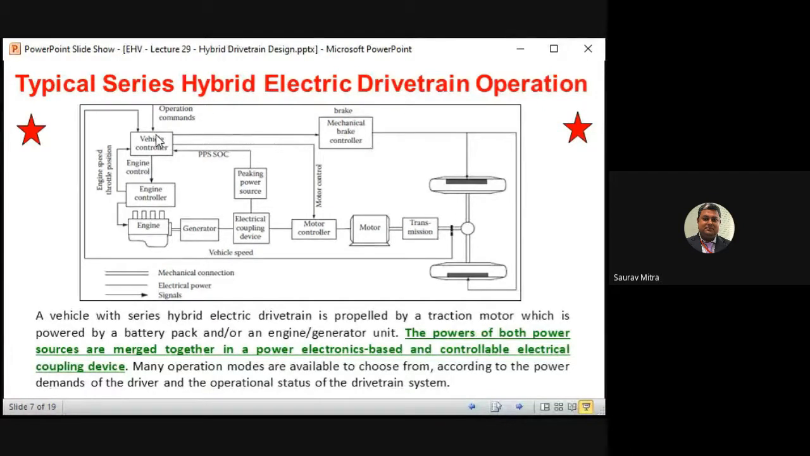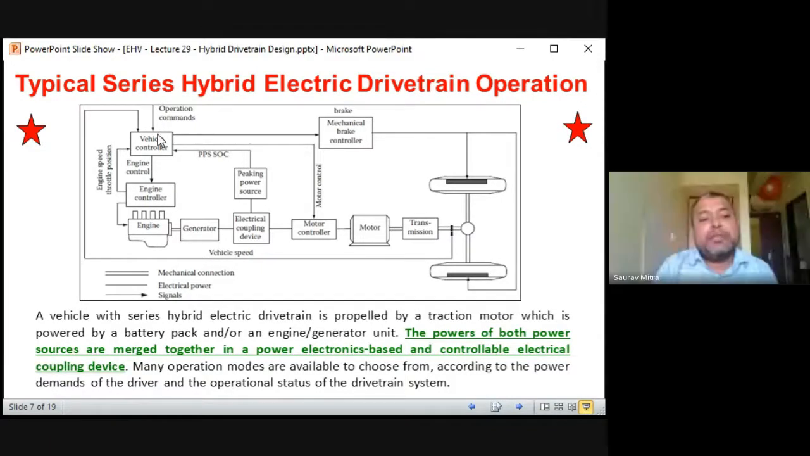Now this vehicle controller is also asked for more power. Suppose the operation command comes for acceleration. The vehicle controller understands that acceleration is high, then it will give the signal. These arrows are the signals. It will give the signal back to the engine controller that more power is being asked by the driver. So the driver is commanding for more power. In that case, the engine will change its position accordingly, and the engine will do all the jugglery so that more power is drawn from the engine generator sources.